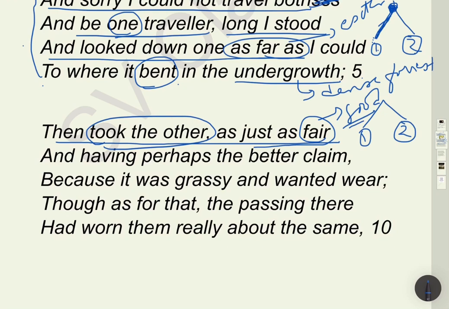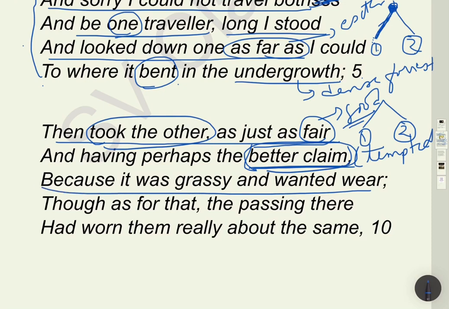And having perhaps the better claim, he was tempted. Actually he was trying to console himself that this would be something better for me. It would give me a better future if I select the second road, because it was grassy and wanted wear. Now this line is very important and it signifies that the author is quite adventurous. He loves to do something that is not done by all the people, which is something uncommon.